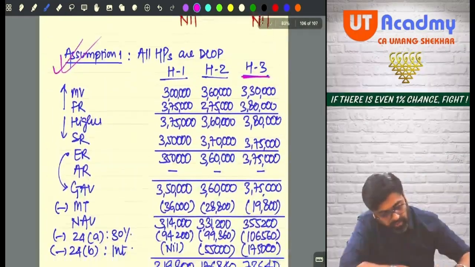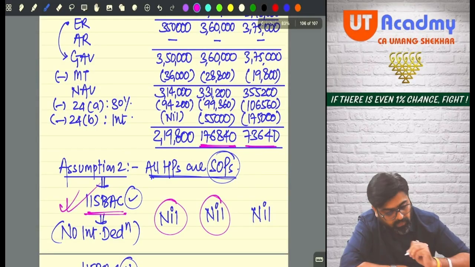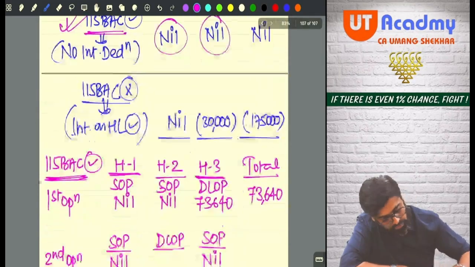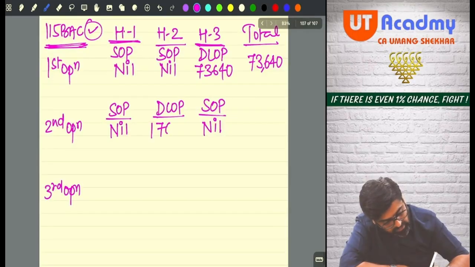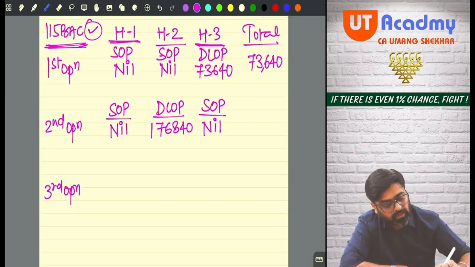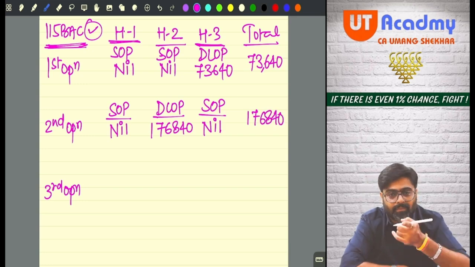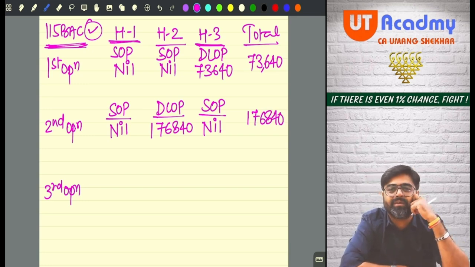Now, house 2 is DLOP. Can you see house 2 DLOP? House 2, what will be the income? If it is DLOP, 176,840. So, can I say 176,840 will be the income? Now, nil plus 176,840 plus nil, your income will be 176,840. Are you all getting me? Now, tell me. Compared to this, first option is better, no?